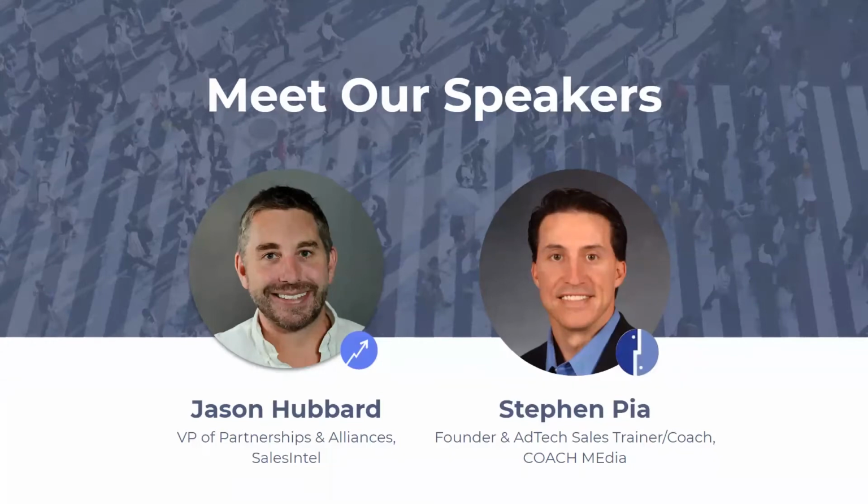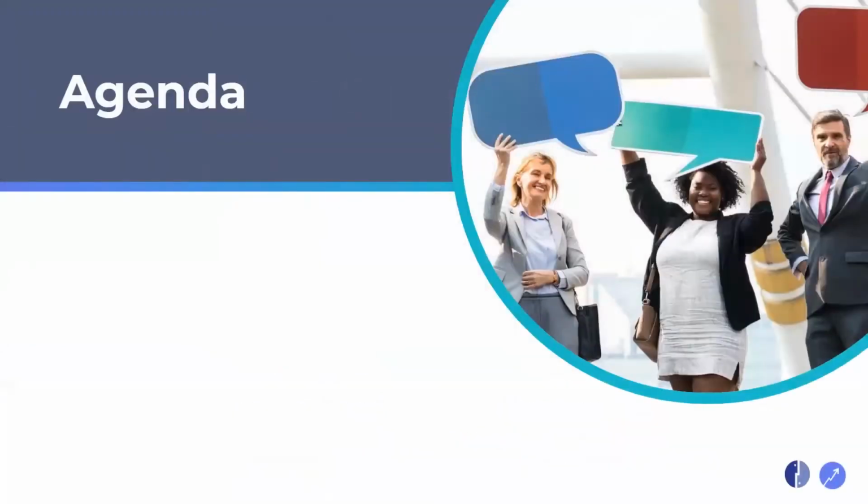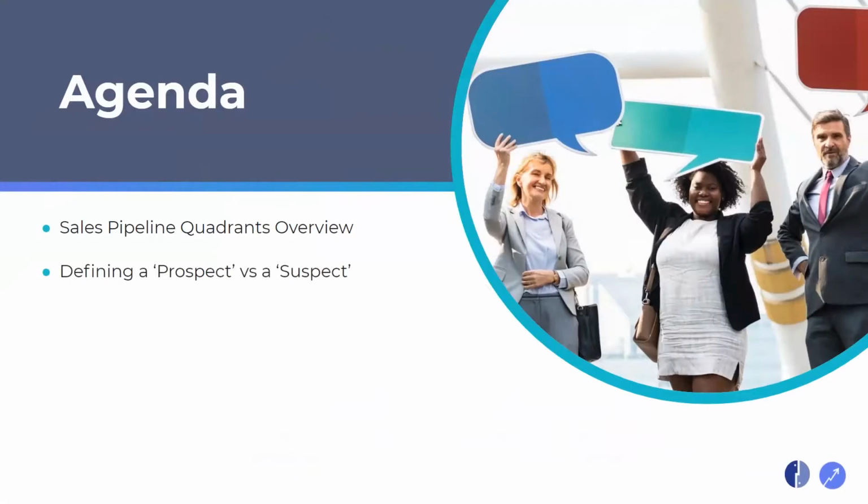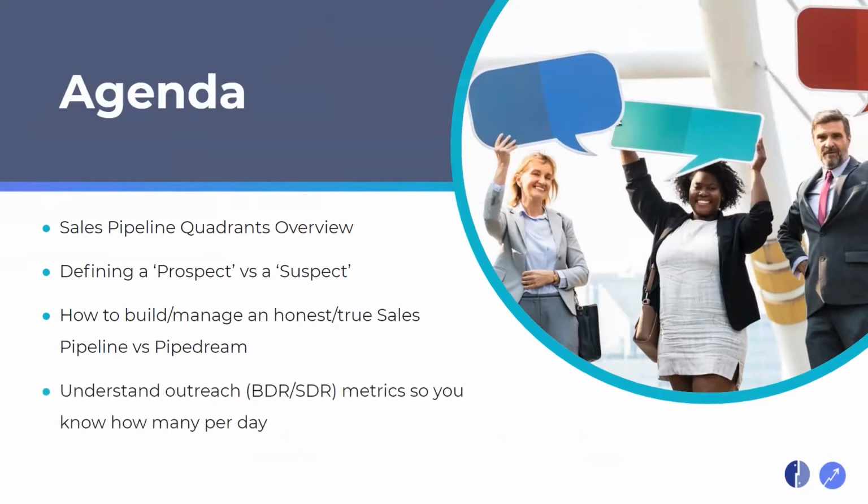Good morning, good afternoon, everyone. Our agenda or discussion overview for the day is going to consist of an overview of the sales pipeline quadrants, a double down on the definition of a prospect versus a suspect, an honest, true pipeline versus a pipe dream to ensure that your forecasting is accurate, understanding your metrics, your velocity of metrics for those that do outreach, and last but not least, one or two high-level best practices as it relates to outreach.